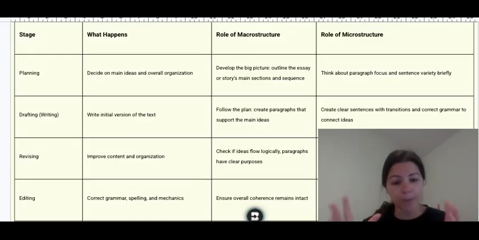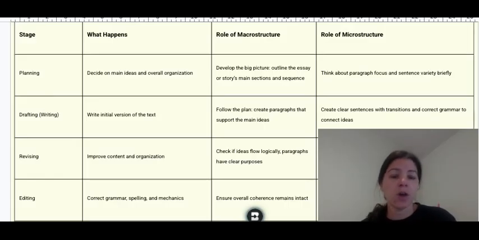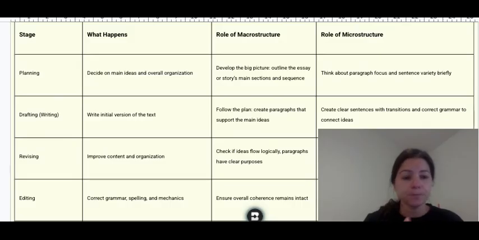So the role of macrostructure is overall, does it make sense? Is the coherence intact? Do we understand what this piece is really about? And the role of the microstructure is to really zoom in on the grammar. If you've explicitly taught phoneme-grapheme correspondences, your expectation is that it's going to show in your students' writing. Do they have correct subject-verb agreement in their writing? Those are things that you would look at at the micro level.